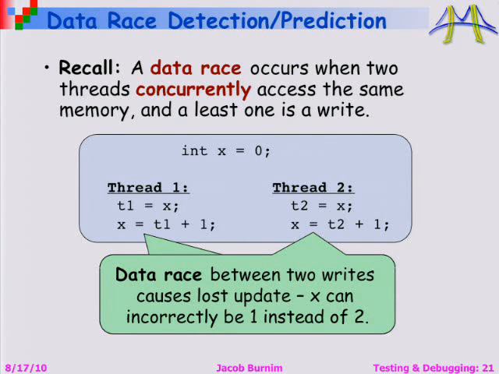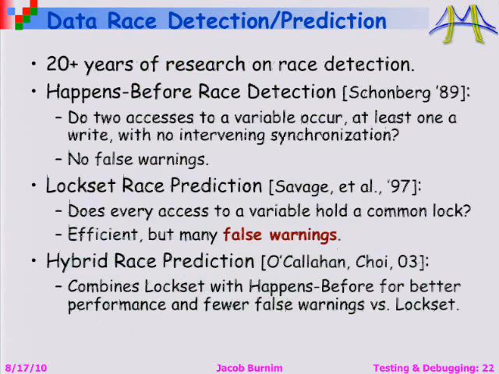And data races are a very common error. And this is a simple example. But we find when we test, for example, large Java applications, we typically find many, many data races in them, often leading to serious bugs or to serious, incorrect program behavior. So there's been 20 plus years of research on race detection. I'll just briefly describe some of the main approaches here.